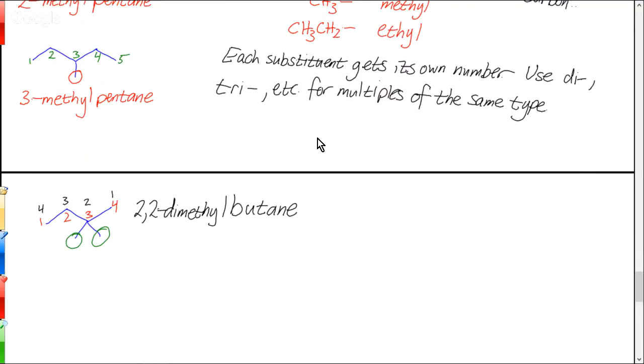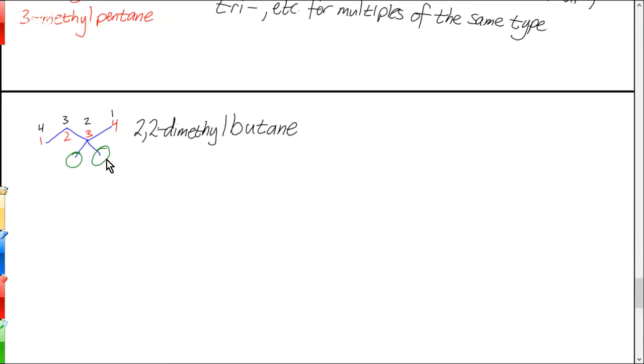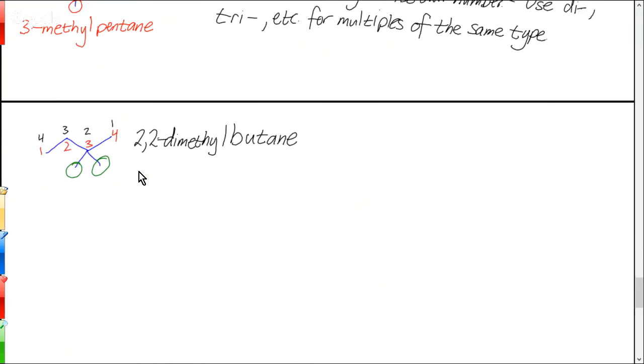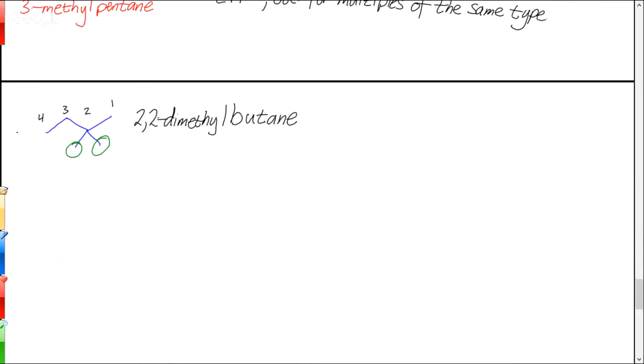So could we think of the 2,2 as the 2? No, this is where the 2 is coming from here. Dimethyl is because there's 2 of them. Right, because if we did that, we would get 3,3 instead of 2,2, and we always want the lowest possible numbers on the substituents. So let me erase that so that it doesn't cause confusion. So that's the numbering that we want for that molecule.